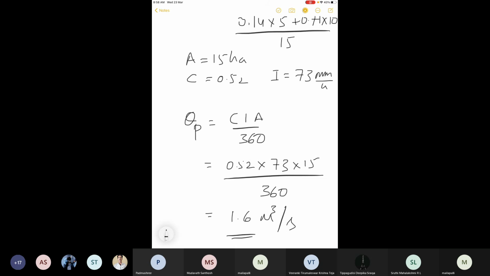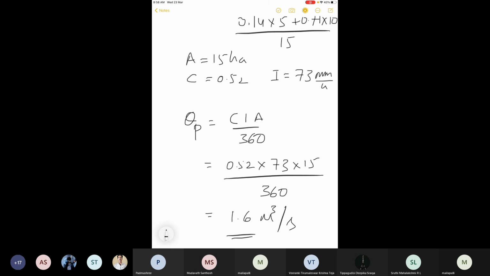So this is the peak flow rate you can expect from the entire 15 hectares, which contains 5 hectares of pasture and 10 hectares of row crops, agricultural land. Okay.